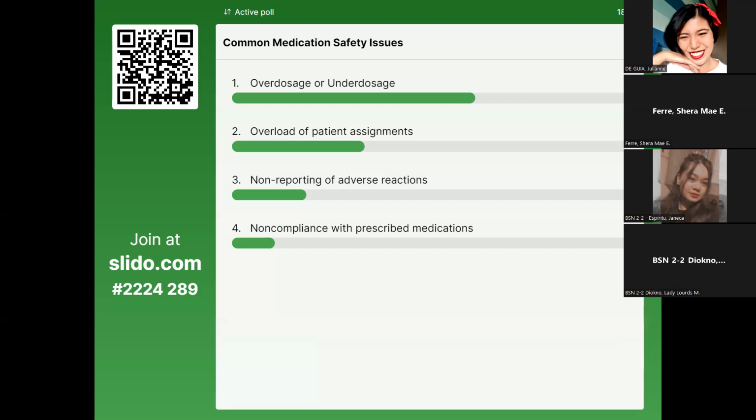Thus, since the client is receiving underdose drugs, the severe infection will continue until it leads to complications. So, actually, okay, so dun po ba sa non-compliance with prescribed medication, hindi pa magpo-fall sa over-the-counter and underdosage?